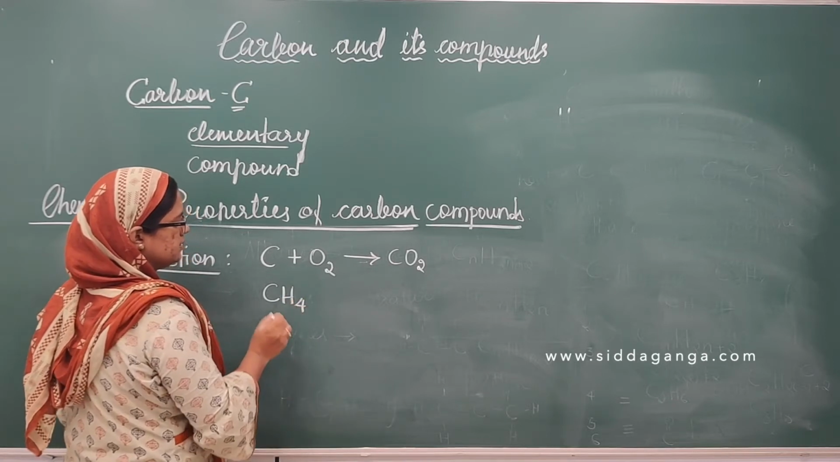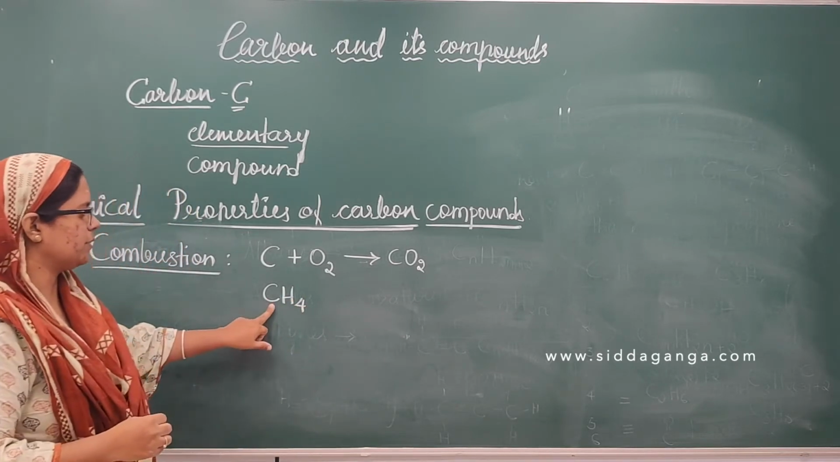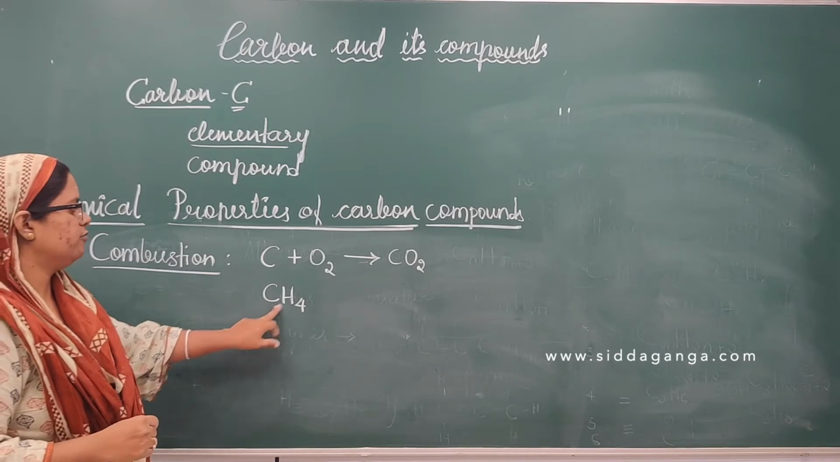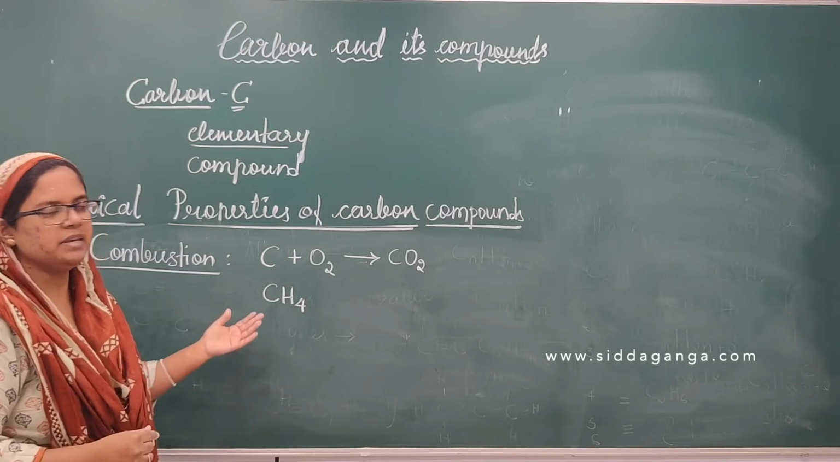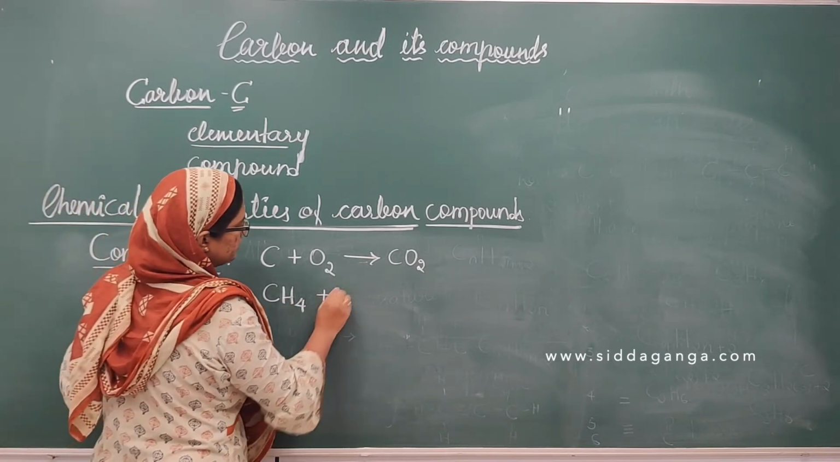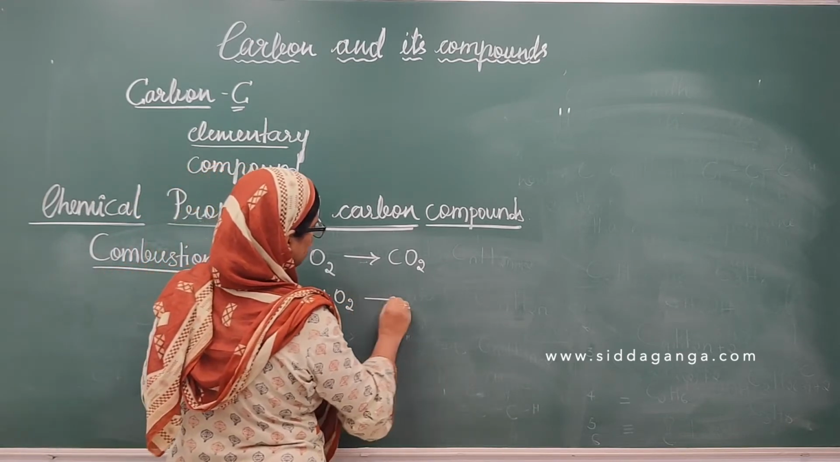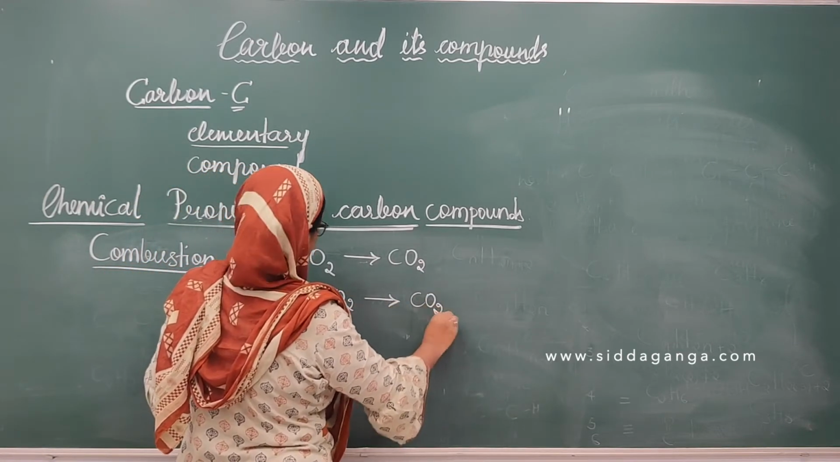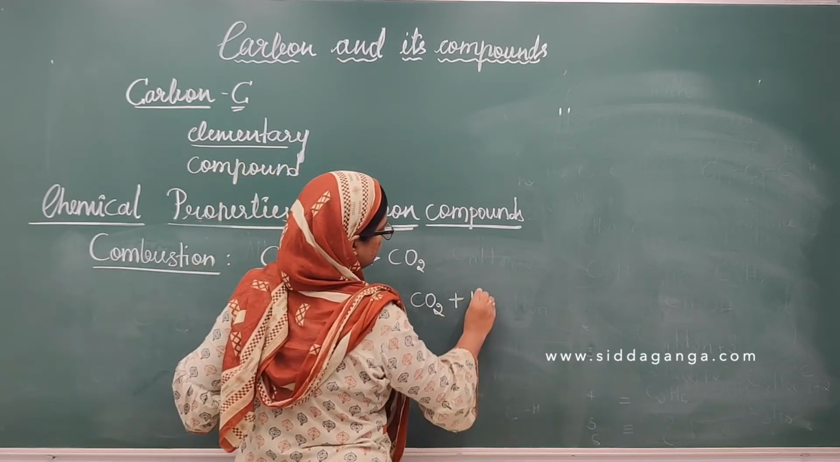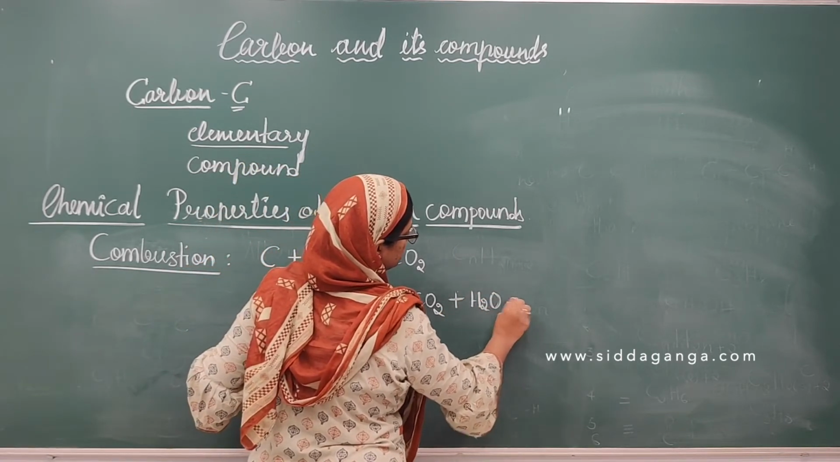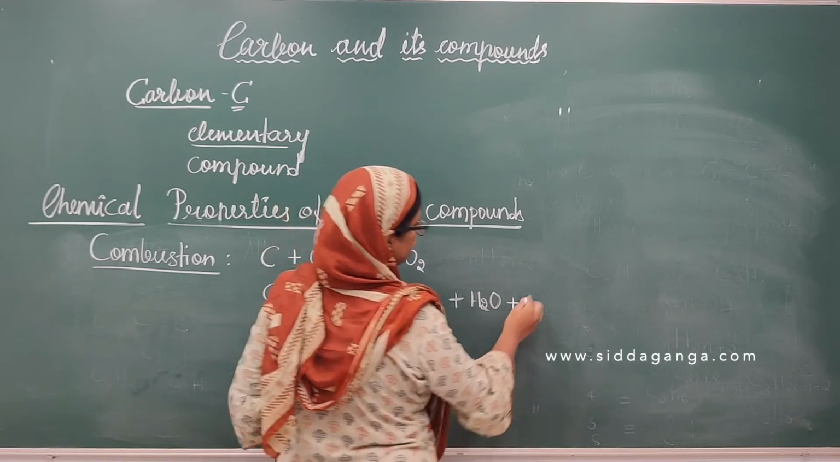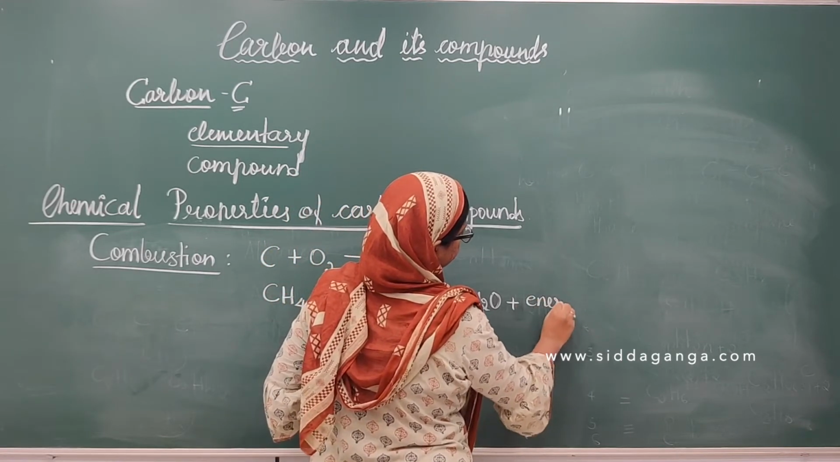CH4. This is how to name this: one carbon is there, Meth; four hydrogen atoms, ane. Methane. When methane combines with oxygen, it gives carbon dioxide, water molecule, plus energy in the form of heat and light.